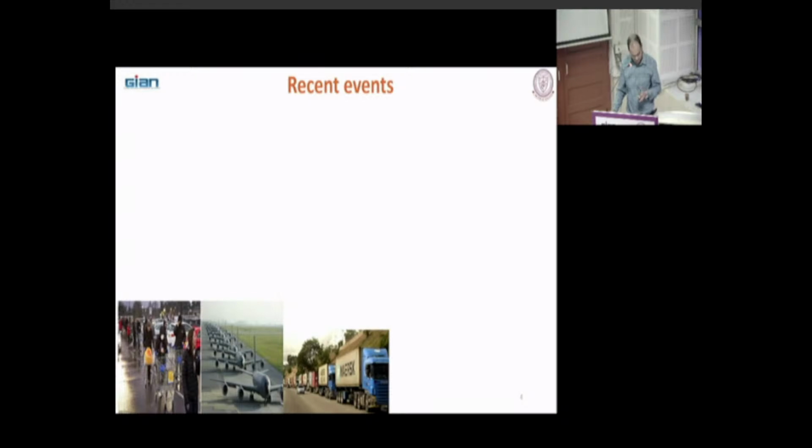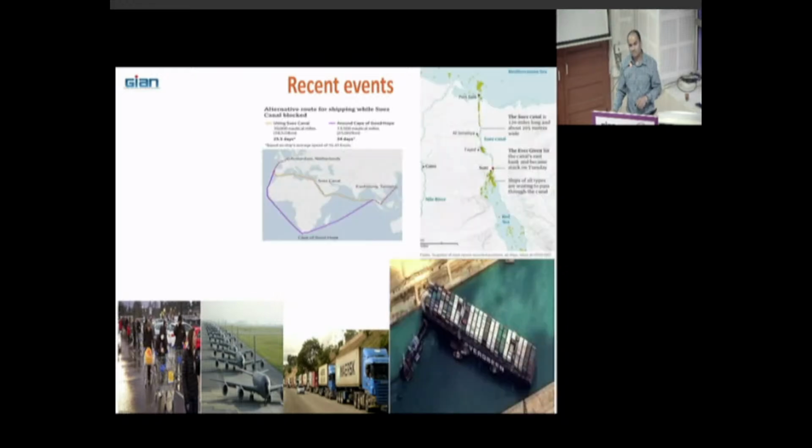COVID-19? Yes, because of panic buying and then lockdown and border closures. What about this one? Suez Canal, when the Evergreen ship got stuck in the Suez Canal. This is the shortest route between Asia and Europe. If you close this route, you need to go around the Cape of Good Hope. You can see how many ships waited when this Evergreen ship got stuck there.